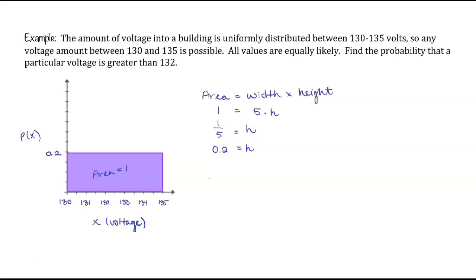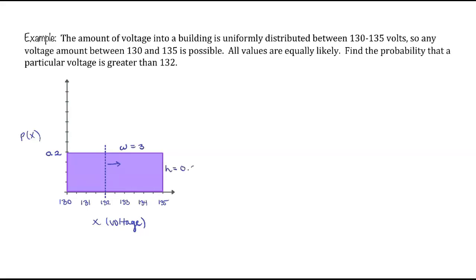Now, let's find the probability that a particular voltage is greater than 132. That is, we want to be to the right of this line. Since there's a correspondence between area and probability, to find the probability of the voltage being to the right of this line is the same thing as finding the area of the rectangle to the right of this line. That is, we want to find the area of this rectangle with width equal to 3 and height equal to 0.2. That's an area of 0.60. In other words, the probability of the voltage being greater than 132 is equal to 3 times 0.2, or 0.6.